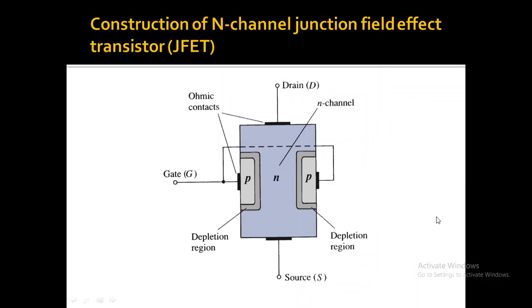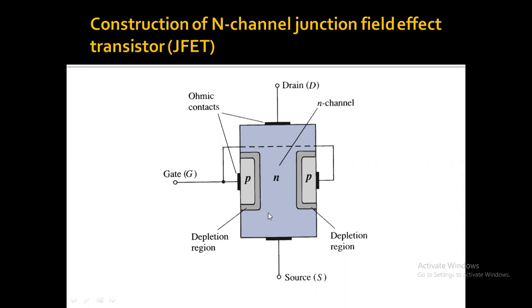Yes, sir. Okay. We have seen the construction of the n-channel junction field effect transistor, right? In this discussion, we see the two P regions. These two P regions are connected to each other through a single contact, and they are doped on two different sides of this n channel. These two P regions are heavily doped, which indicates that the highest amount of impurity is added in this configuration, right?